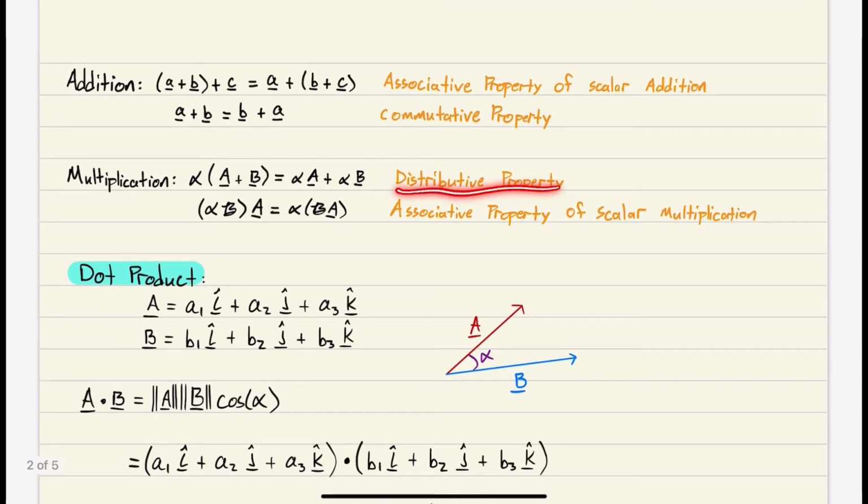You have the distributive property, and we can distribute this constant alpha into the sum of these two vectors, and it is the same. And then we have finally this associative property of scalar multiplication. Again, similar to the addition one, it doesn't matter how you group them. The multiplication comes out the same.